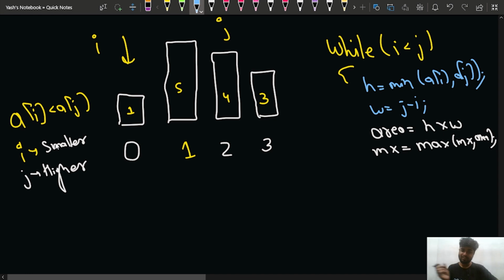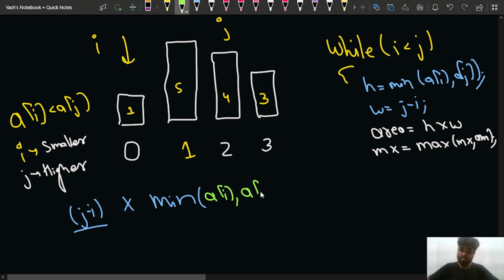If I move my j one step backwards in the array, then I am at a loss. Why am I at a loss? Because in that case, if I go with the smaller height, then the answer is always dependent on what? As I said, j minus i is always going to decrease. So the main thing that the answer is dependent on is the height. So height will be what? Minimum of a of i, comma a of j.